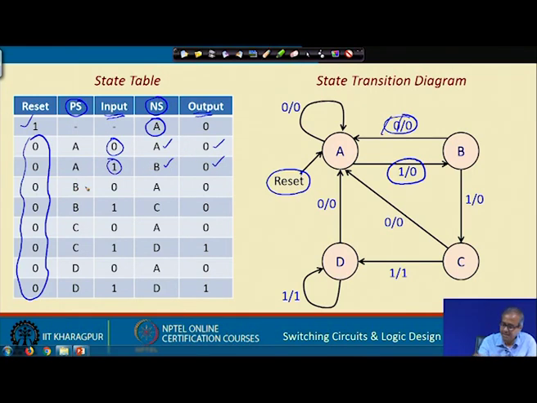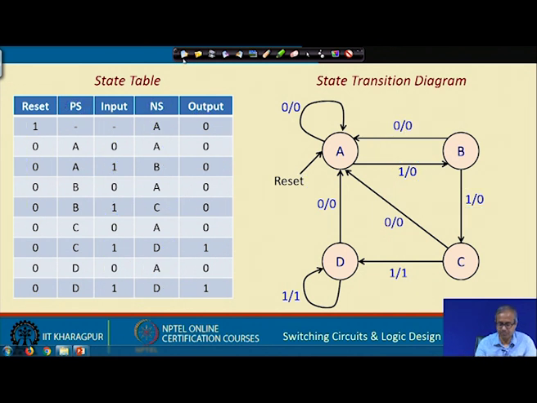In state B, if the input is 0, you come back to A, this one. If it is 1, you go to C, this one. In C similarly, if it is 1, you go to D. In D, if it is 0, you go back to A. If in D it is 1, you remain in D. So, these two are equivalent actually. You can either show it in a diagram form or in a table form.